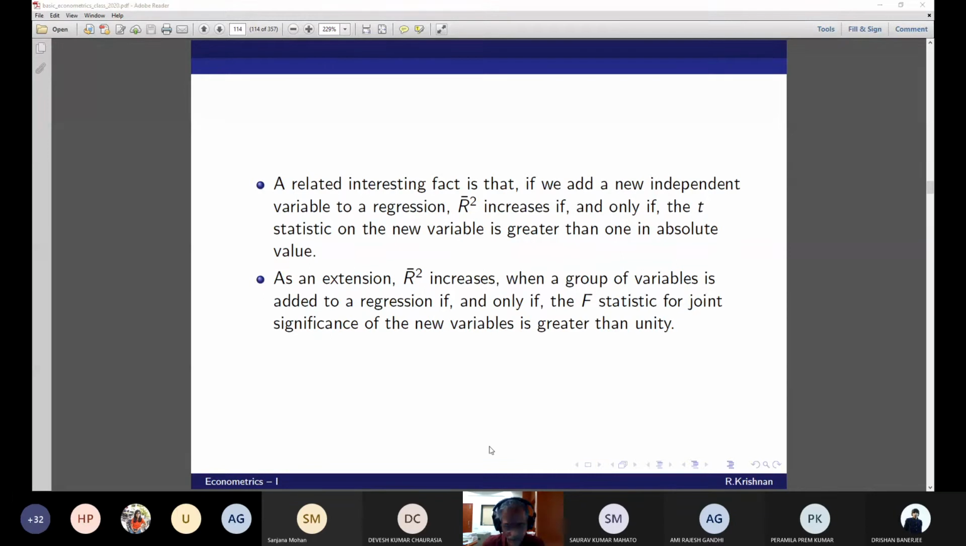Devesh, I'm saying this without proof. Yes, sir. Hello? Hello. Who was the one who asked me earlier? Gandhi was the earlier one. Sir, my connection was lost.